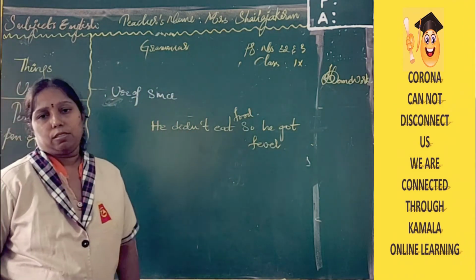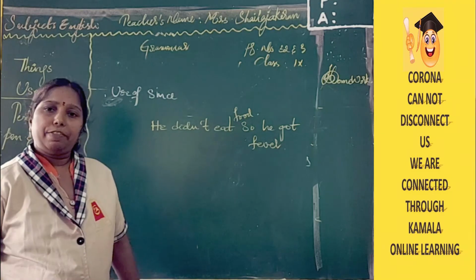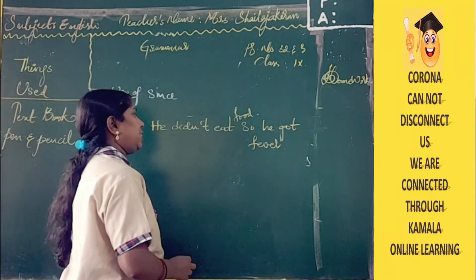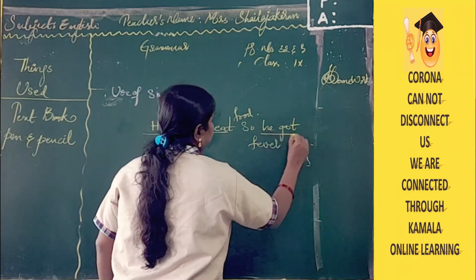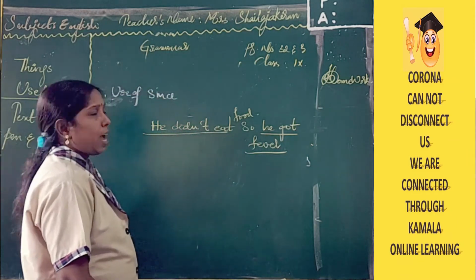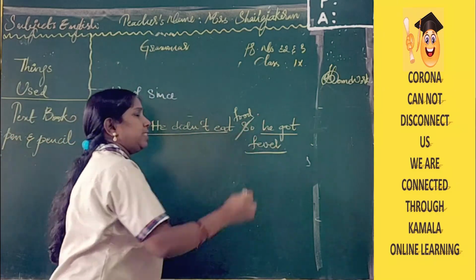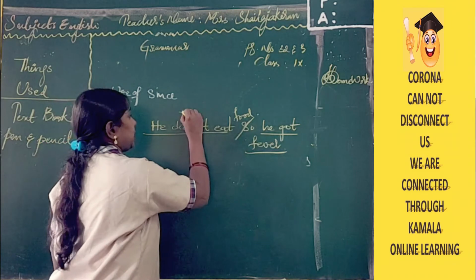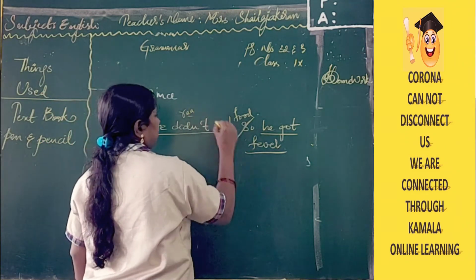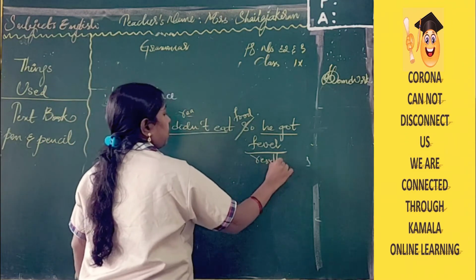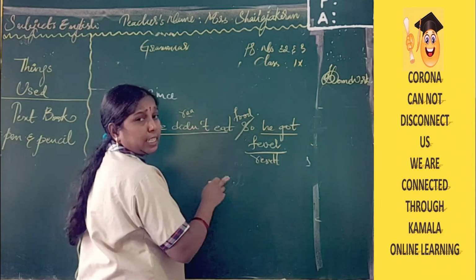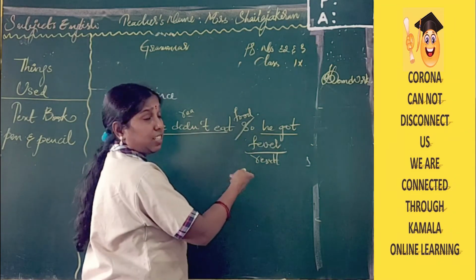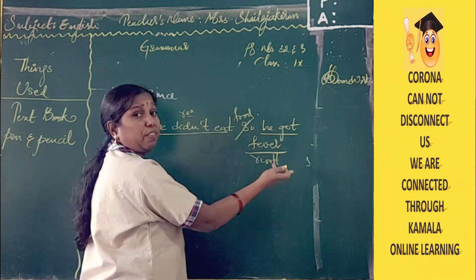He didn't eat food, so he got fever. In this, one is one clause and the other is the other clause. And in that, one conjunction is already there. So in this, which one is the result? This is the reason, this is the result. Why is this the reason? Because he didn't eat. That's why he got fever. This is the result.